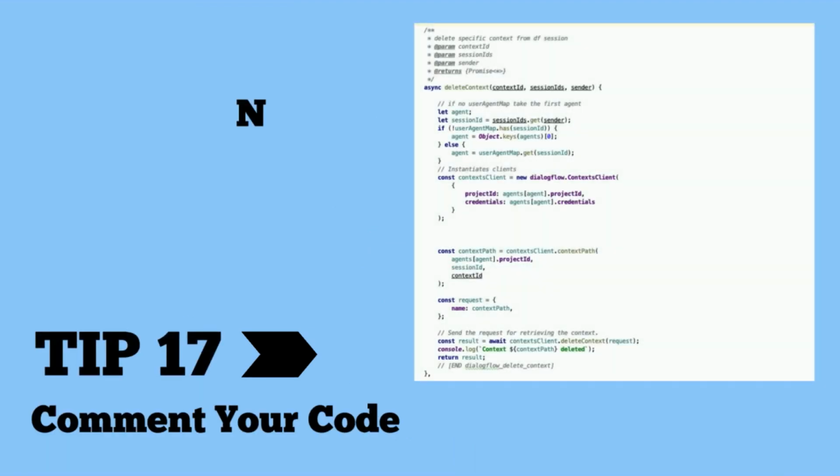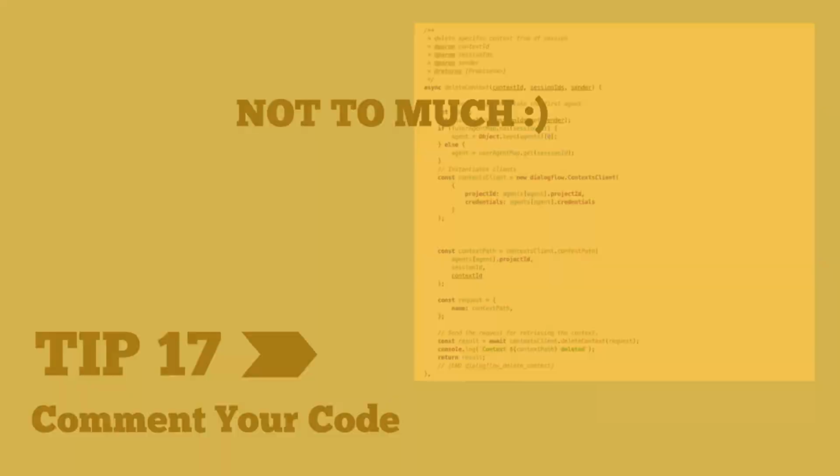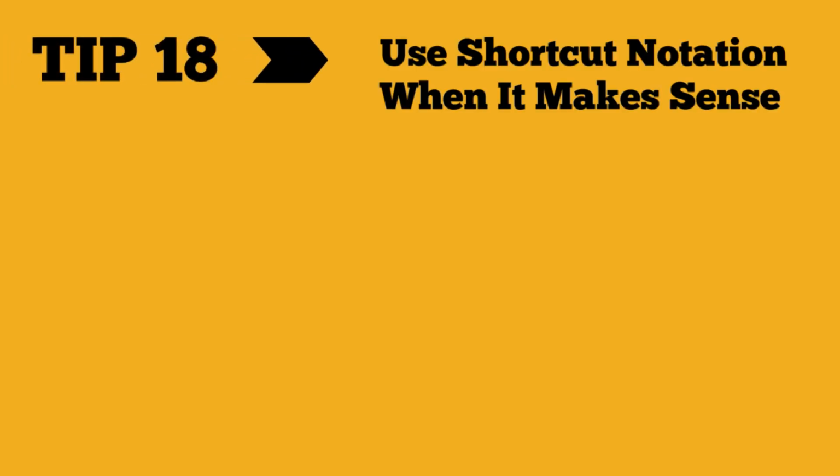17. Comment your code, but only as much as needed, not more. 18. Use shorthand notation when it makes sense. Yes, shorthand notation makes your code super small. We all like that. But if you overdo it, then your code can become unreadable.